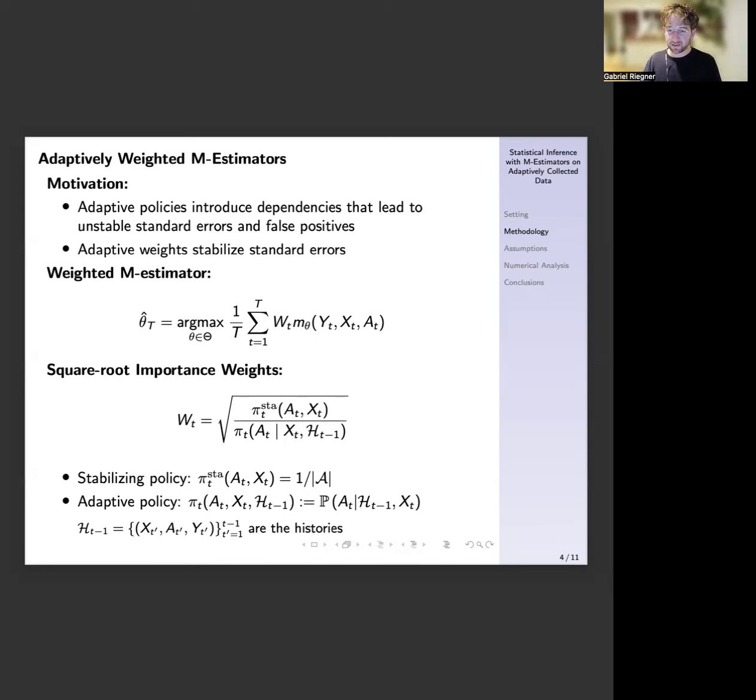The variance is usually just based on the adaptive policy. If you're just looking at a naive M-estimator, we want to restabilize these by introducing a policy that does not depend on the time index t.